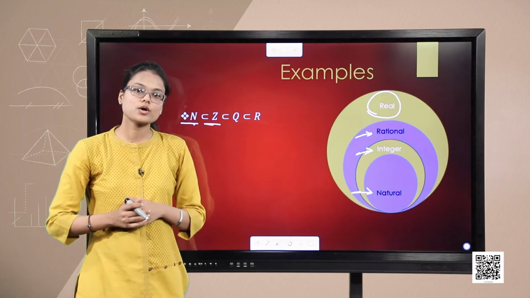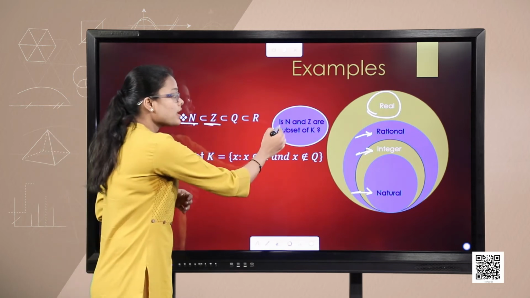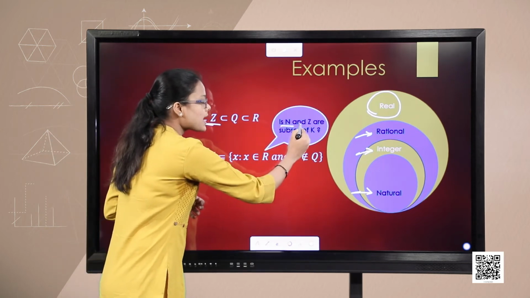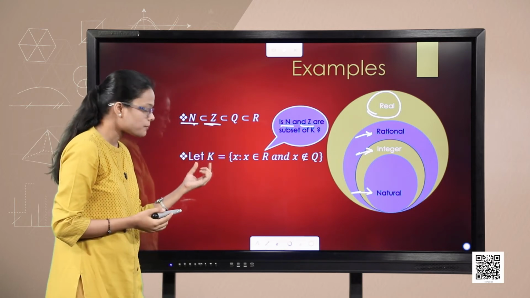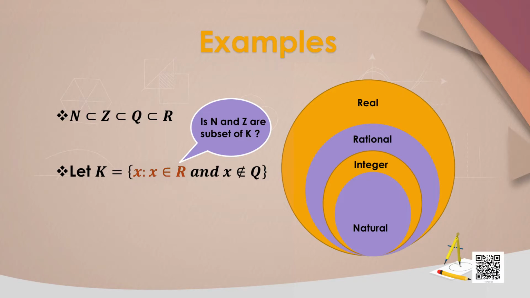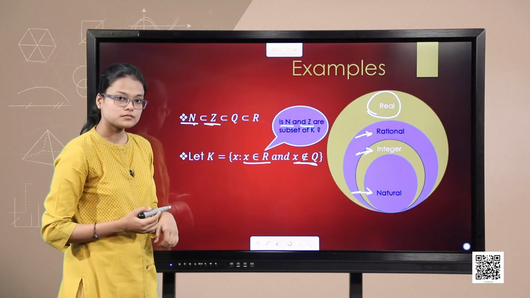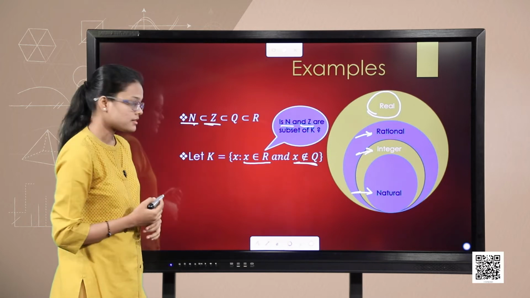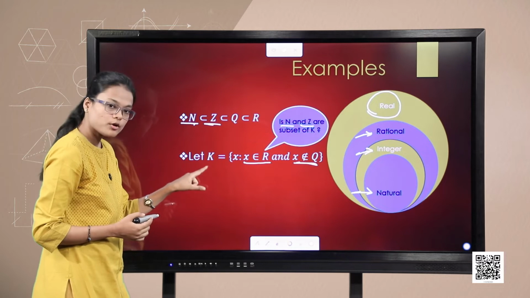So, let me ask you one question. Is the set of naturals, and the set of integers, a subset of this given set K? And what is this set K? K is the set of all those real numbers which are not rationals. So, let us suppose N is a subset, then every member of N is also a member of K.